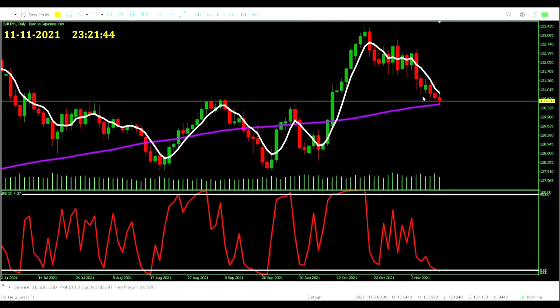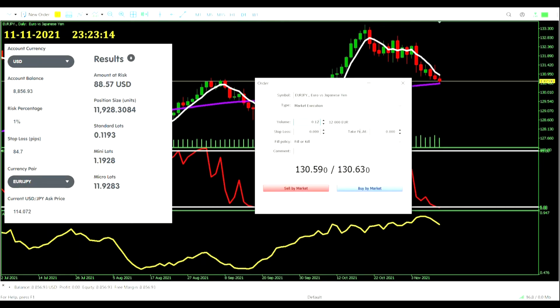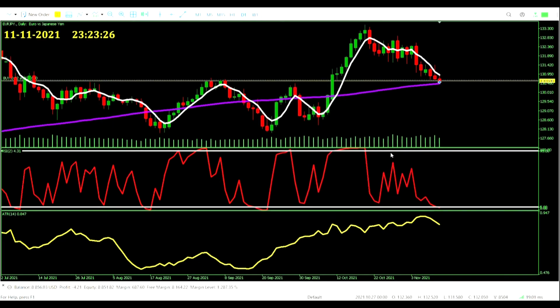In terms of our actual entry signals tonight though, just the euro Japanese yen, so we can line up a buy trade here. Average true range 84.7 pips, and that does mean it's going to be at 0.12 standard lots with a risk of 1% per 1 times ATR value. Let's buy the asset and we'll hope for a quick return.